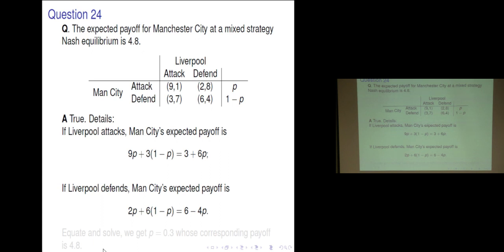Again, you have to equate these two expressions so that you find the equilibrium. So you get P is 0.3, and you plug 0.3 into either of these equations to get the corresponding payoff. It turns out to be 4.8, right? So here you get 1.8, so 3 plus 1.8 is 4.8. So the answer is true. Is this okay? Okay.